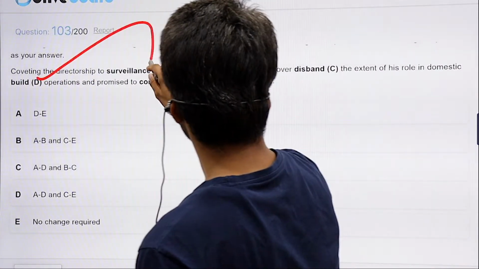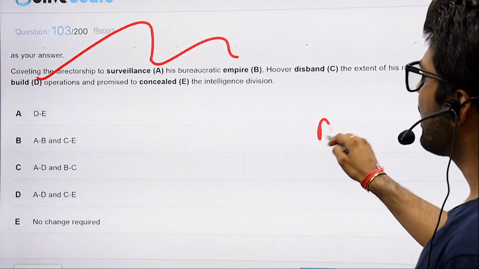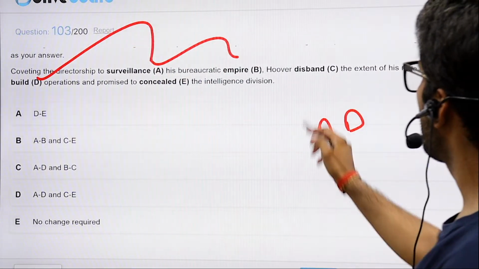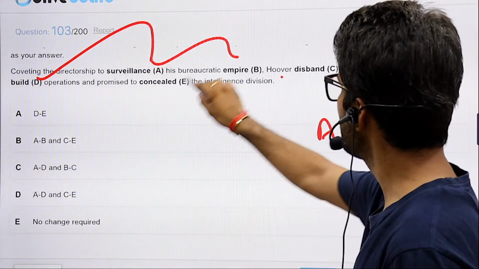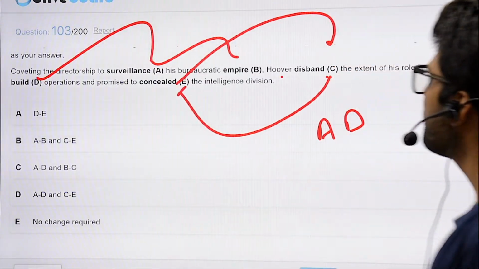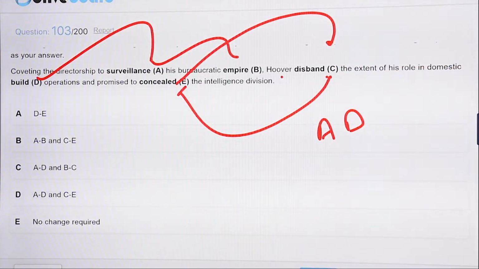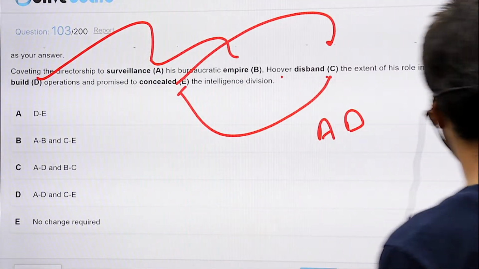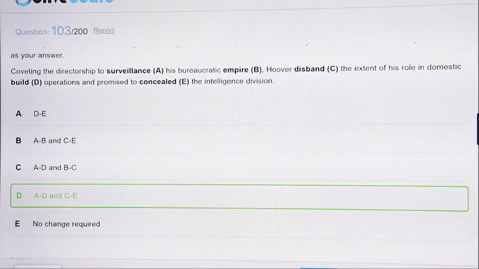To build your empire, I would say A in the place of D. His domestic surveillance won't be horrible, and this singular subject with this V2, and we can have this V1 over here. He concealed the extent of his role in domestic surveillance operations and promised to disband the intelligence division. I think, yes, AD and CE. ADCE. Perfect. Shouldn't be wrong. Yes, it is.